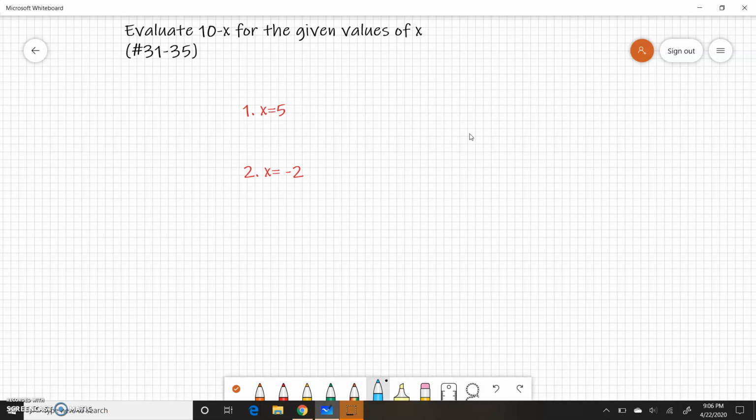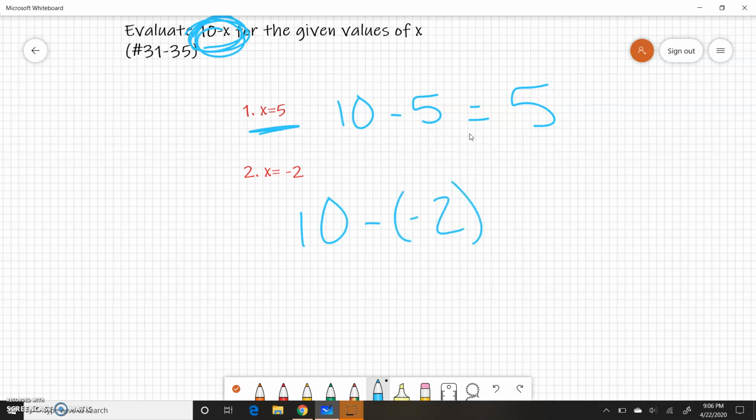So I'm going to stick in 5 for x on the first one. So it's really just 10 minus 5. I got my expression up here in the directions, 10 minus x, and I stuck 5 in for x. So 10 minus 5 gives me 5. And then example number 2 is negative 2. I still am using my expression from the directions. So 10 minus x, and x in this example is negative 2. So it really becomes plus. 10 plus 2 is 12.